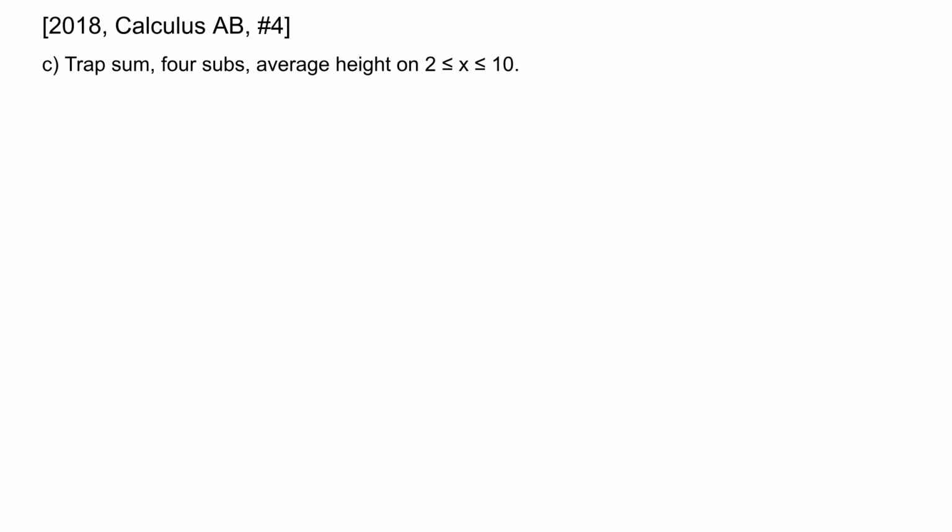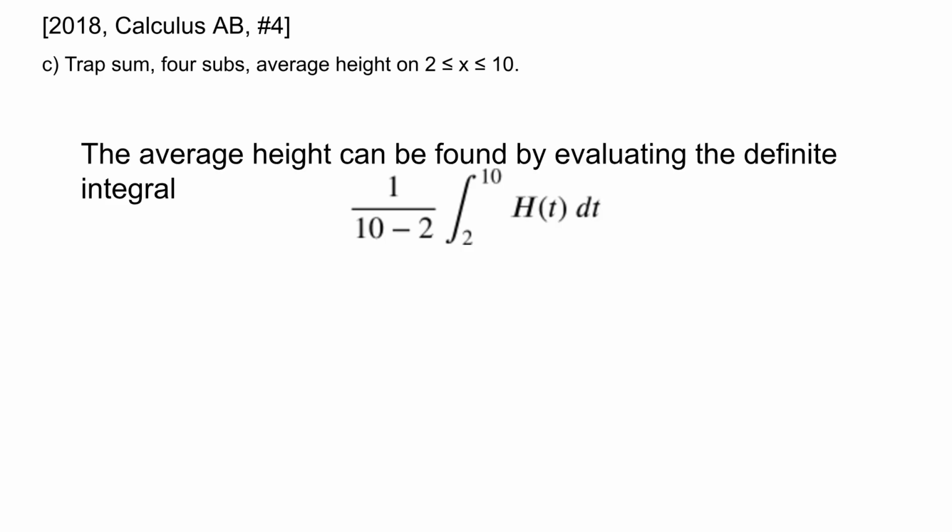In part C of this question, we are asked to find the average height of the tree on the interval from 2 to 10 using a trapezoidal sum and the 4 subintervals indicated by the table. The average height of the tree can be found by evaluating the definite integral 1 over 10 minus 2 times the integral from 2 to 10 of h of t dt. You'll note that this is the formula for the average value of a function.